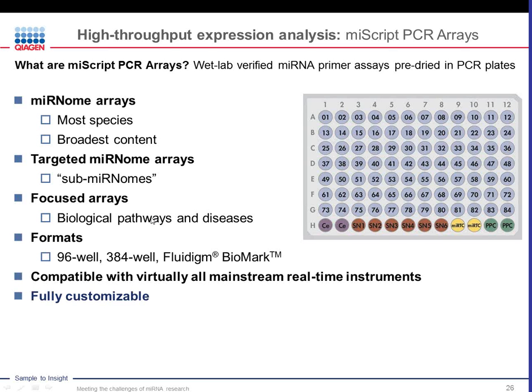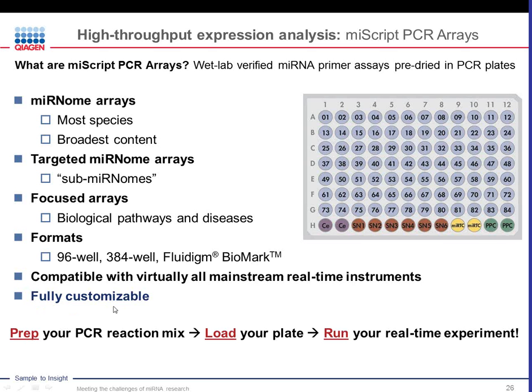For formats, we have the 96-well, 384-well, and Fluidigm BioMark compatibility. As a result of this, we have compatibility with all mainstream instruments. Importantly, this is also fully customizable. So again, I'll hit on the point of when you're following up small RNA sequencing experiments, you can easily customize a PCR array to focus only on the assays of interest. The arrays are very nice and easy to use. You simply prep your PCR reaction mix, load your plate, and run your experiment. There's no pipetting of individual primers.